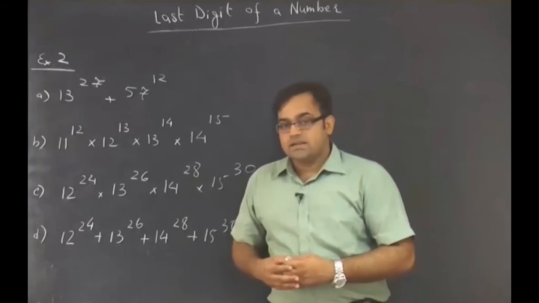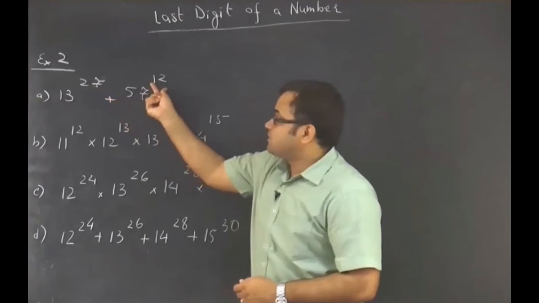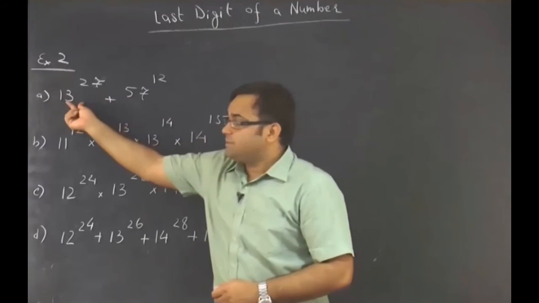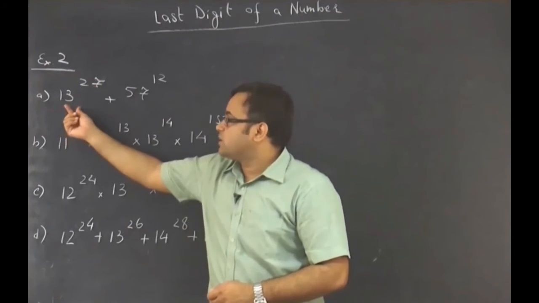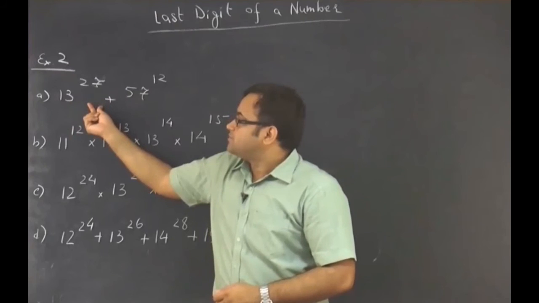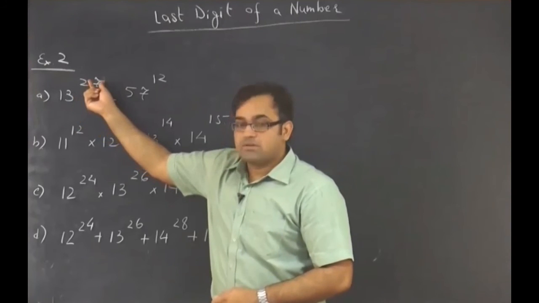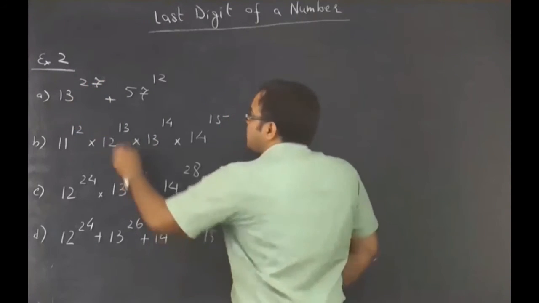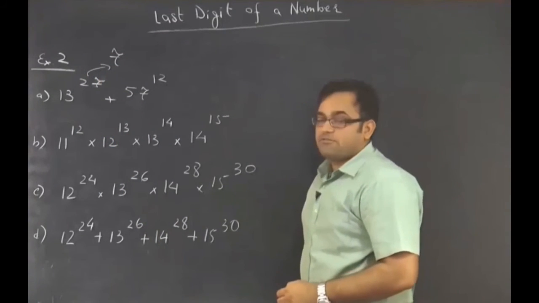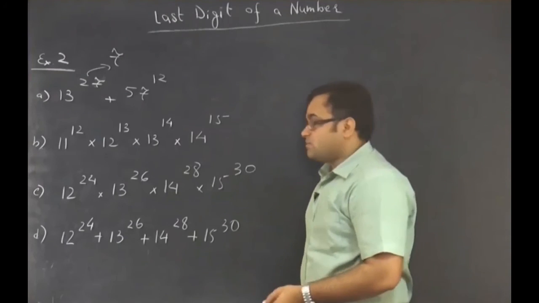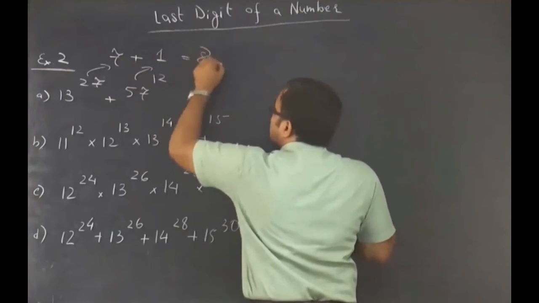Let's take another example, example 2. First one, 13 to the power 27 plus 57 to the power 12. 13, 3 power cycle, 3 3 is 9, 9 3 is 27, 7 3 is 21, so 3, 9, 7 and 1. 27 divided by 4, 24 gone, power 3, 3 3 is 9, 9 3 is 27, so this part will give me a 7. 57 to the power 12, I divide this by 4, 7 power cycle last term is 1, so this part will give me 1. 7 plus 1 is equal to 8, 8 is your answer.